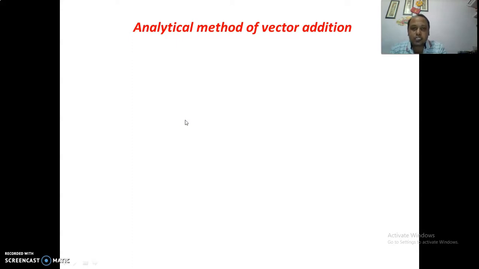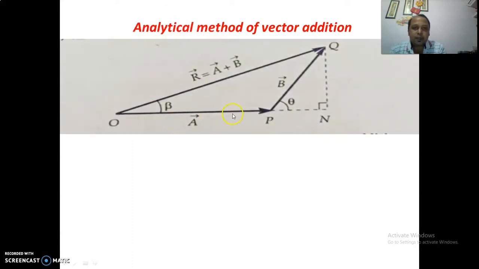Suppose two vectors are given to you. One is vector A, another is vector B, as you can see here. These two vectors are taken as the two adjacent sides of a triangle such that they are represented both in magnitude and direction in the same order by the two sides of a triangle, vector A and vector B. Then the resultant is given by the remaining side, that is the third side of the triangle, but taken in the opposite order. The representation of the resultant is given by vector R, which is equal to vector A plus vector B.